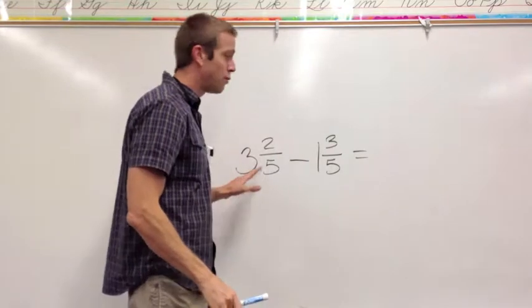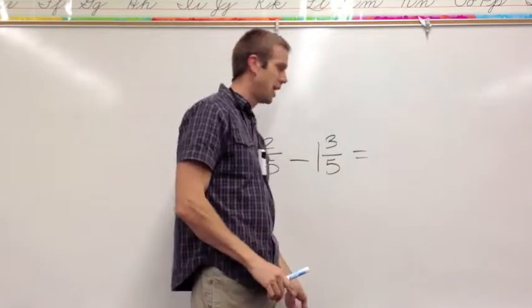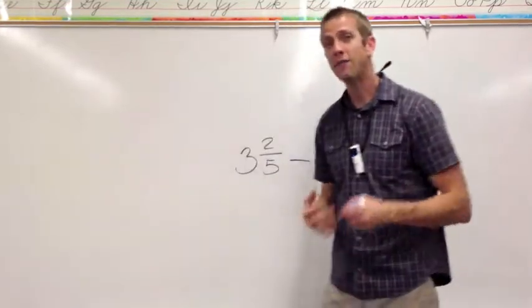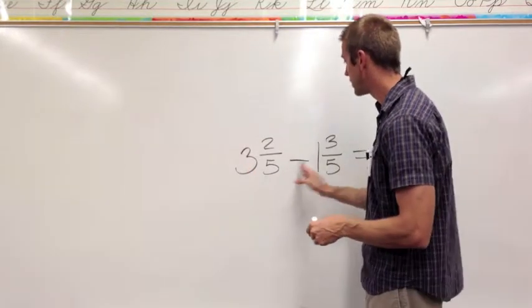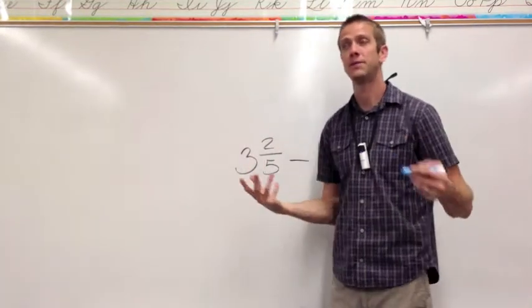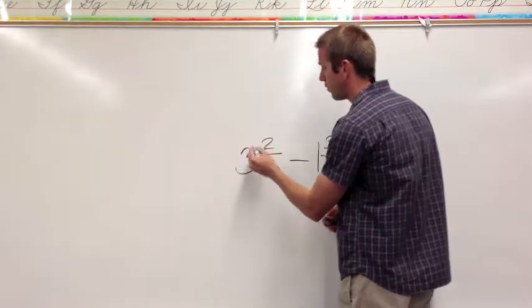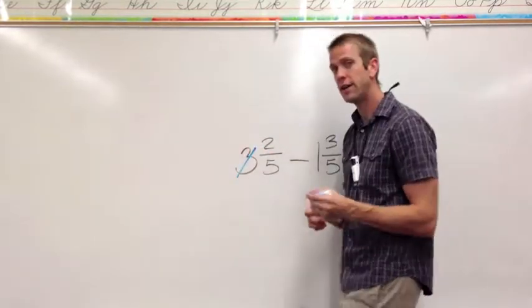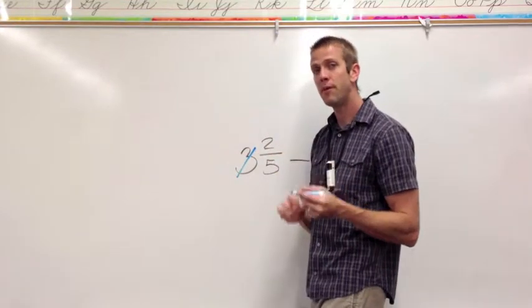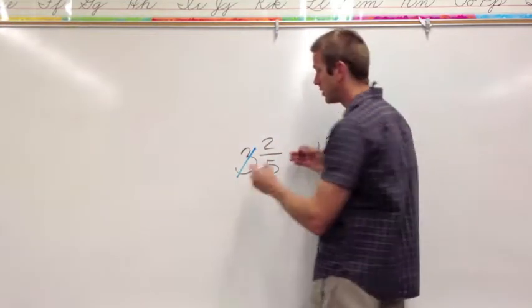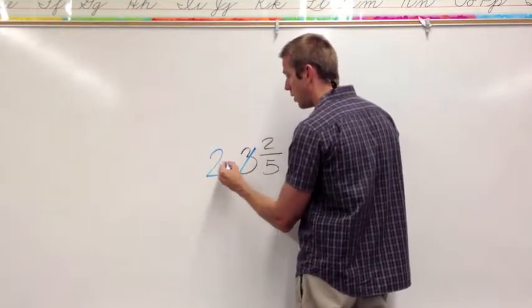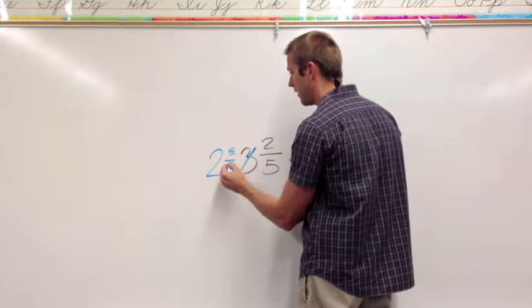3 2/5 minus 1 3/5. You have to regroup. Don't subtract. Don't go 3 minus 1. That's 2. I'm going to have 2 and something left over. That would be wrong, and you'll see why. If you cross out the 3 and turn it into a mixed number that's equivalent to 3, so it would be 2 with 5/5.